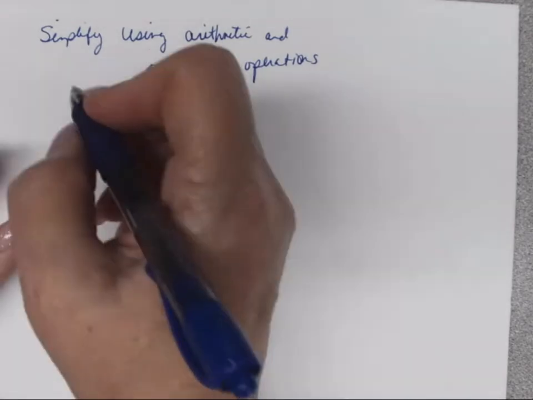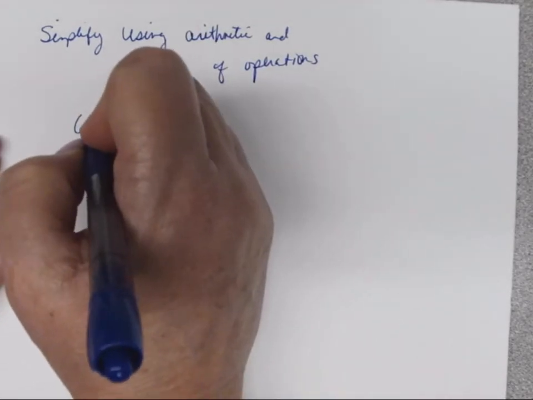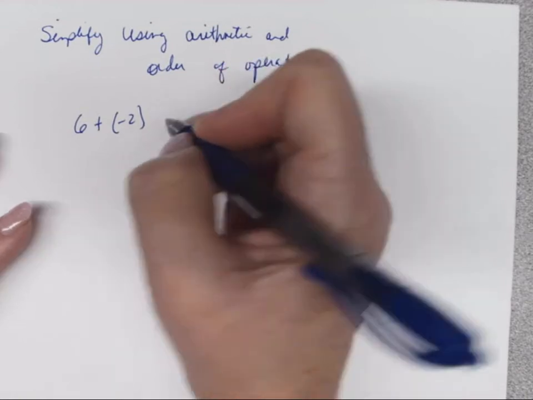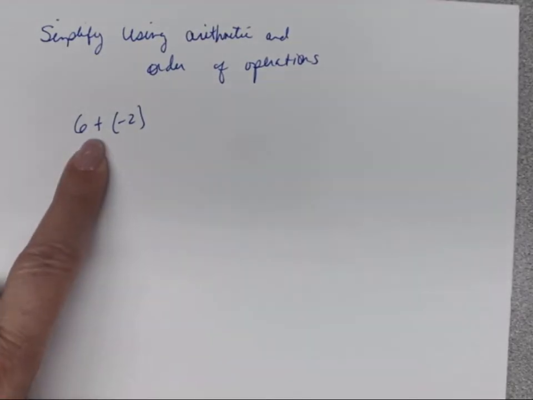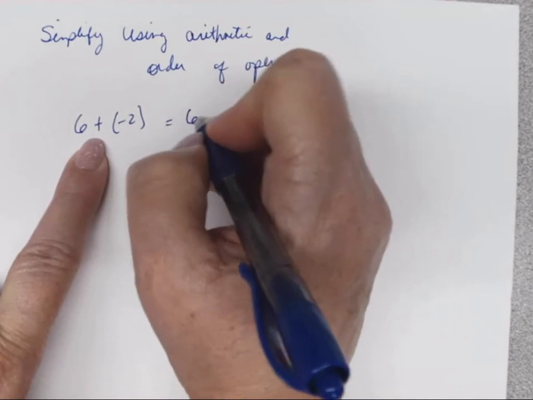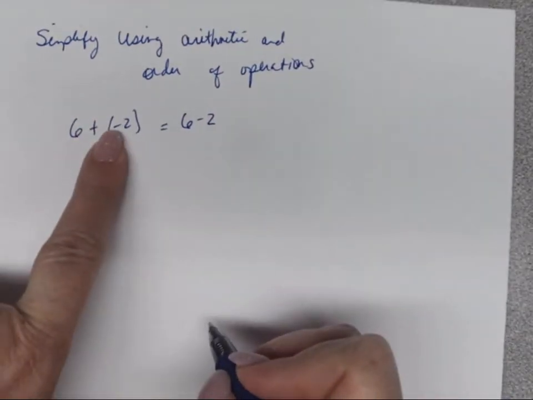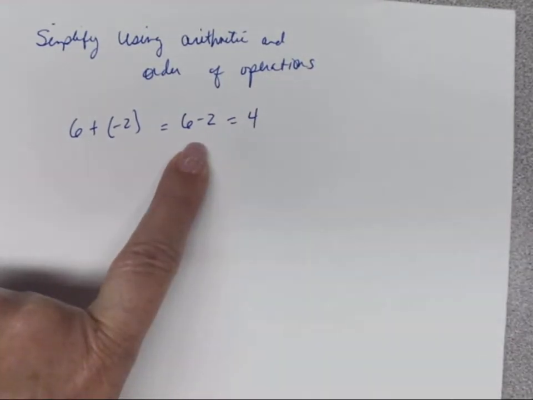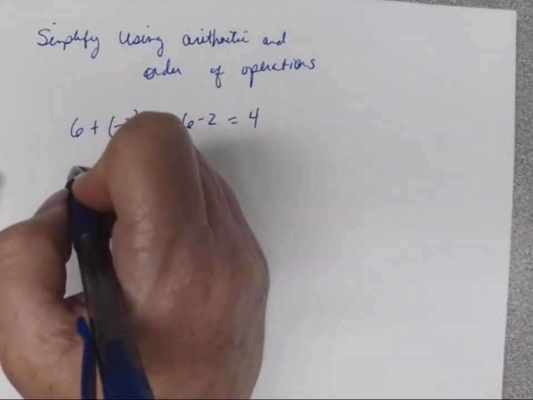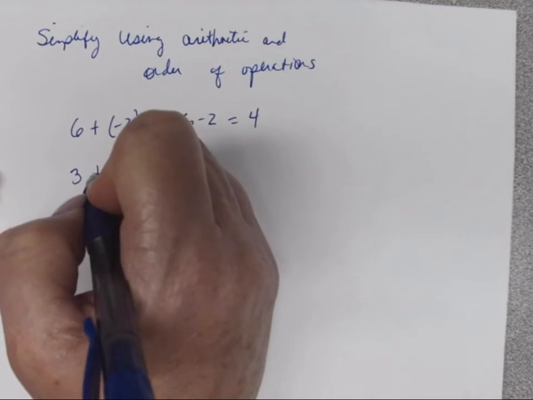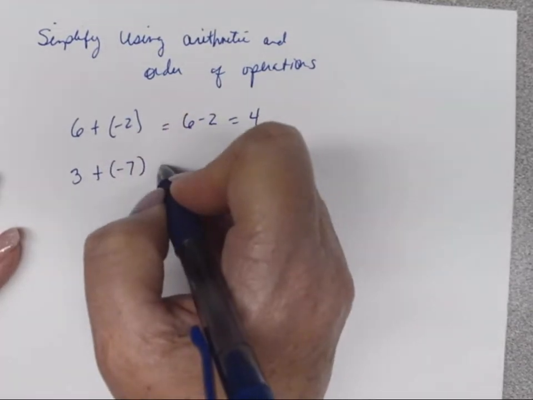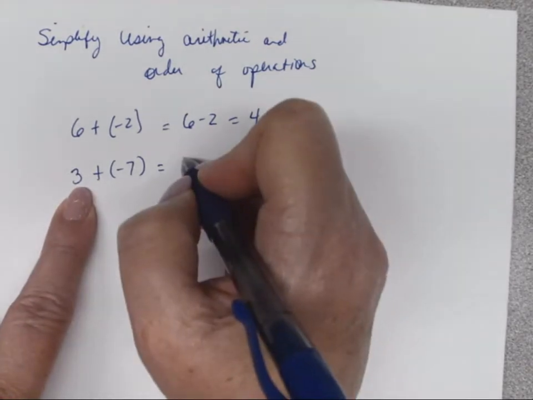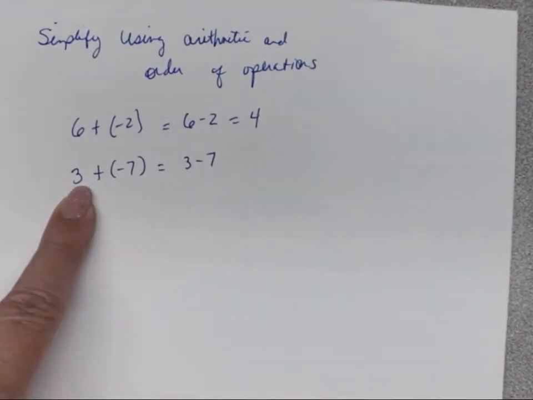So the first one we're going to look at is 6 plus negative 2 in parentheses. And what did that equal? So this is equal to the same thing as 6 minus 2. That plus and minus still means minus. And 6 minus 2 is equal to 4. So if we look at another one, we have 3 plus a negative 7 is equal to, now this would be the same thing as 3 minus 7, just so you understand.